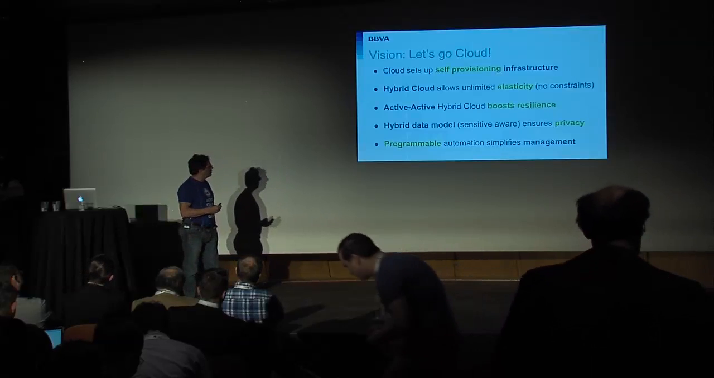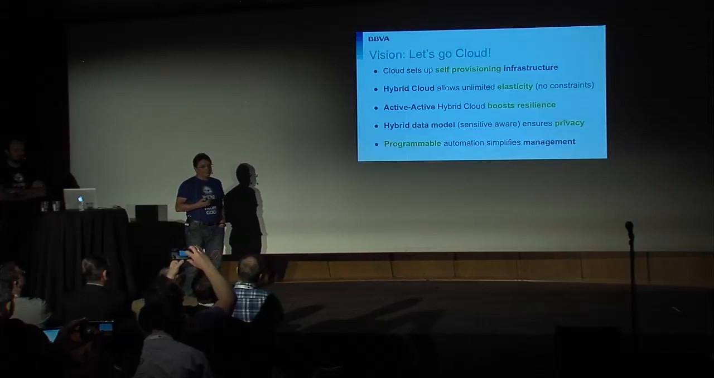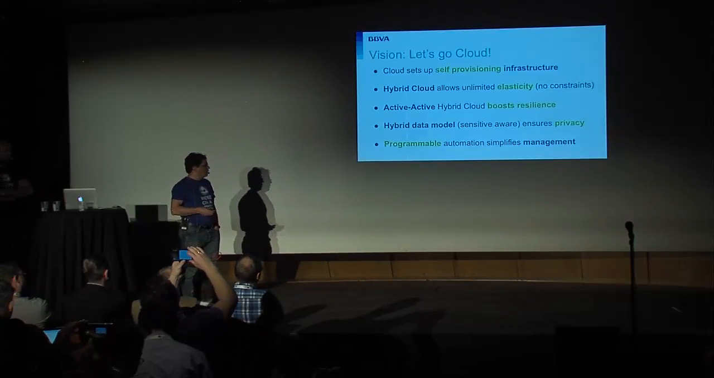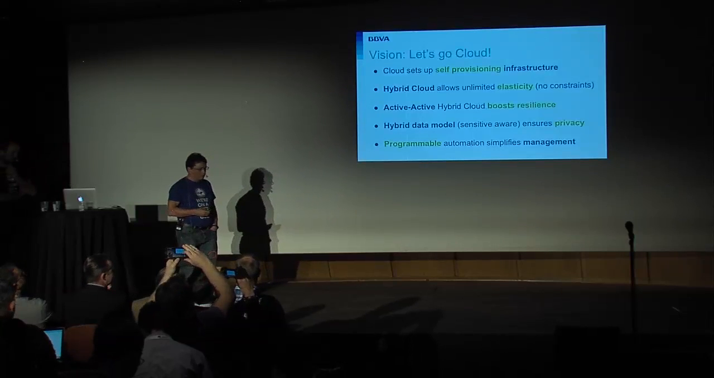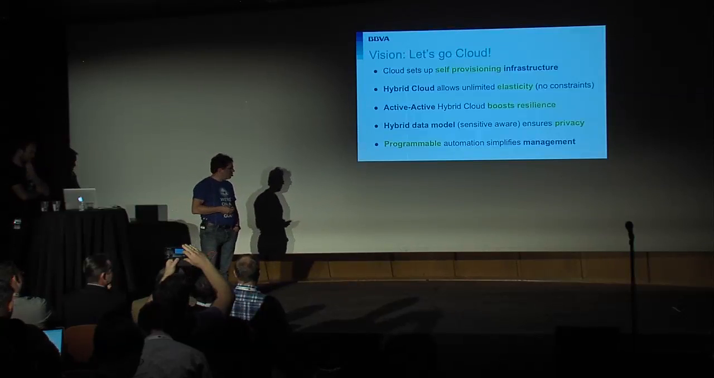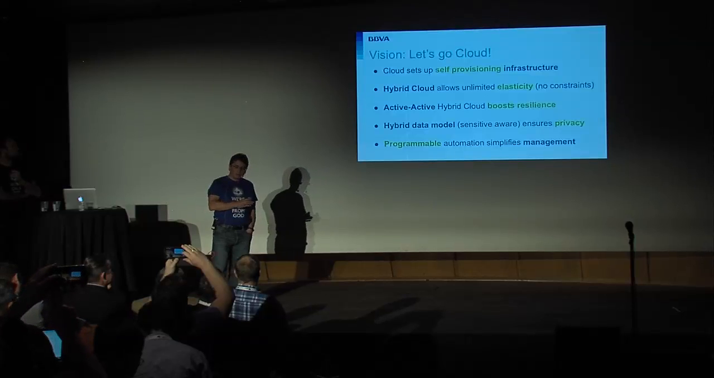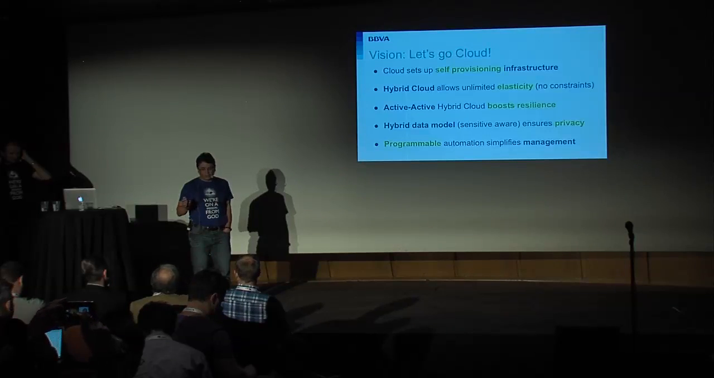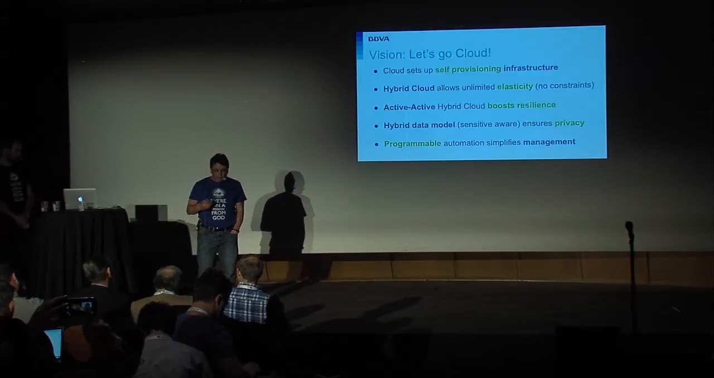In our vision, we need a self-provisioned infrastructure. We need an infinitely scalable infrastructure with active configuration and a hybrid data model, distributing private and public data between a hybrid infrastructure of public and private cloud, and having a programmable infrastructure.